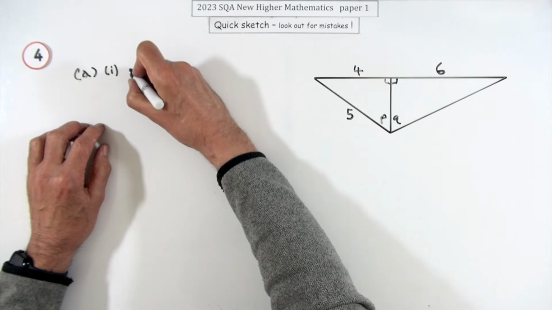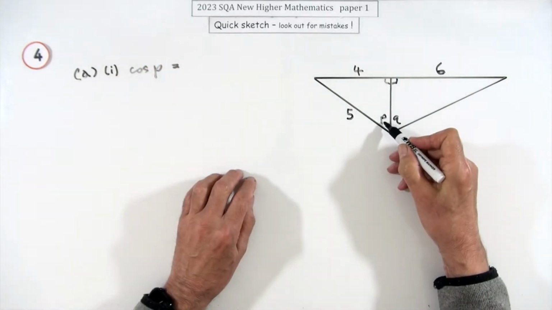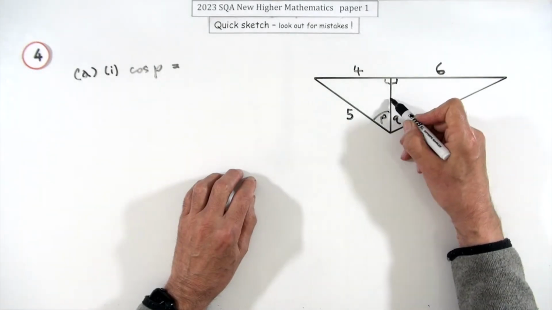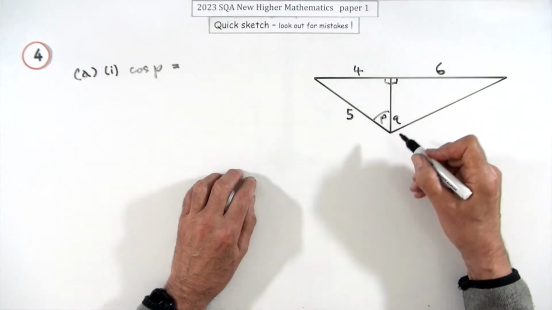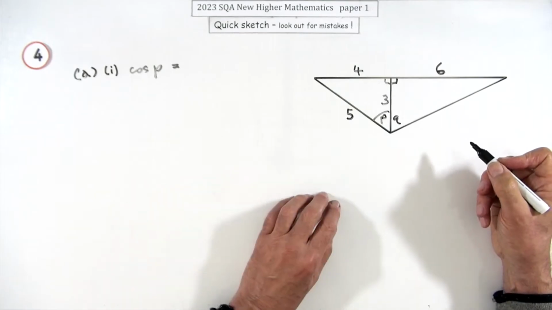So cos p first of all. Well, the cosine of p is the adjacent over the hypotenuse. You don't know the adjacent, so you're going to have to use Pythagoras, but you do know it straight away because you've got a 3, 4, 5 triangle. So that was quite handy.